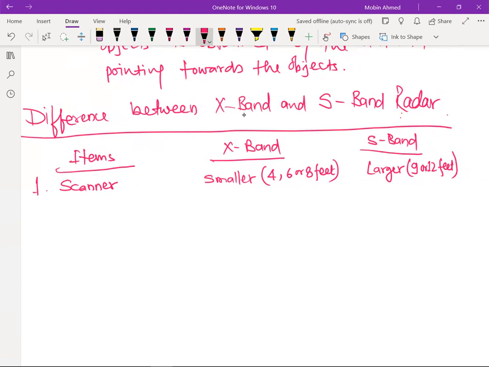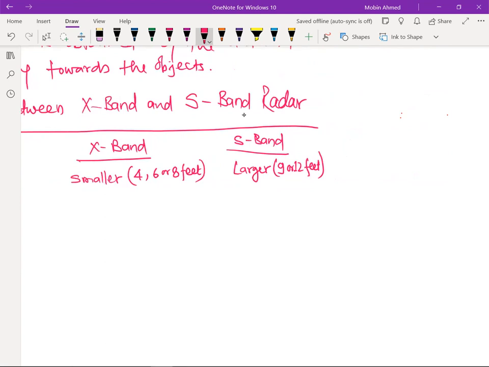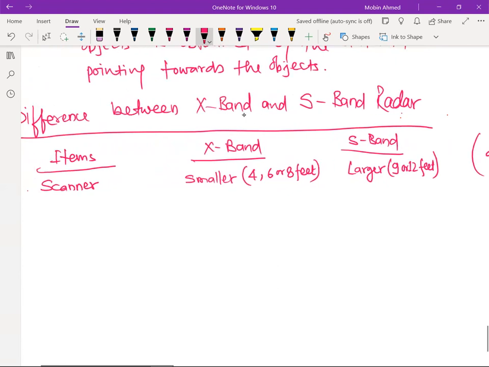Okay, remember this. This all depends upon the frequency. If frequency is high, antenna is going to be smaller. If frequency is low, antenna is going to be large. So it is inversely proportional to the frequency. In the bracket, you can write inversely proportional to the frequency, 1 by L. Okay, so this is inversely proportional to the frequency.